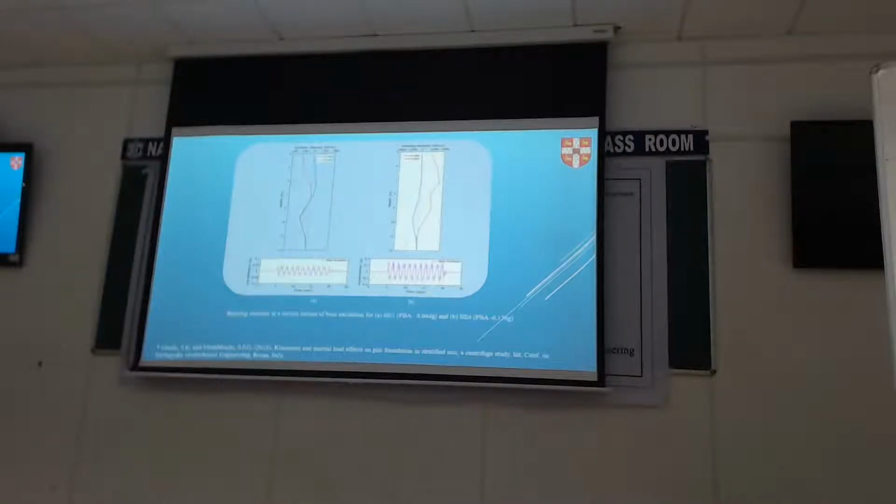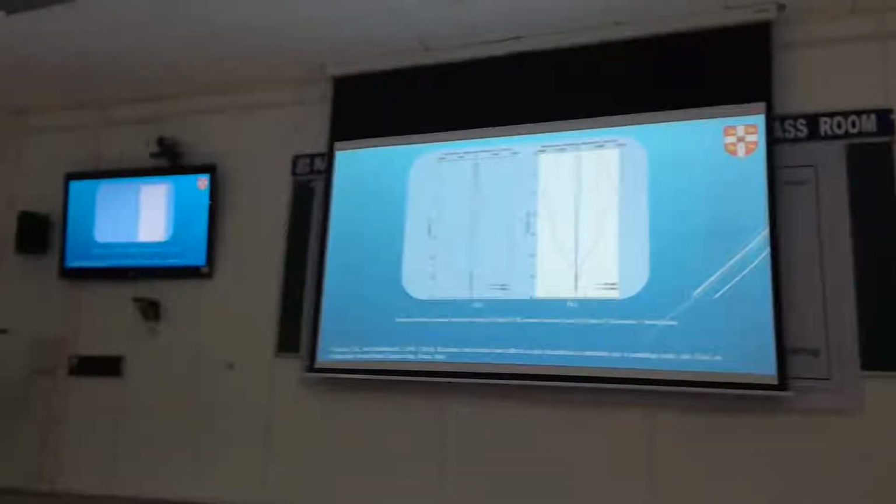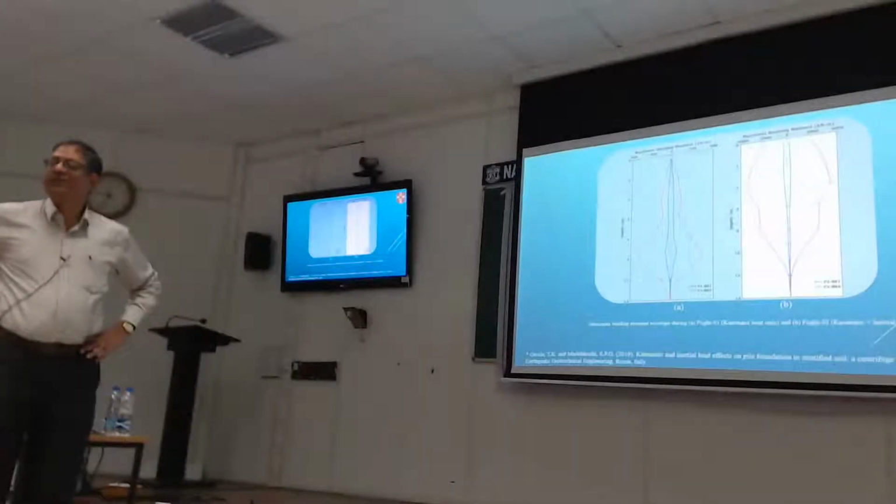I'll begin the day by correcting yesterday's mistake, which is actually with this slide. When I showed this, the left-hand side was the flight one for two different earthquakes, a weak earthquake and a strong earthquake, but both are for kinematic load only, whereas on the right-hand side it is the kinematic plus inertia. I may have said it the other way. I may have said these are for bigger earthquakes, so I thought I should correct that.